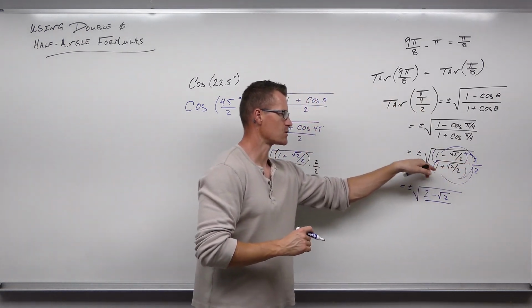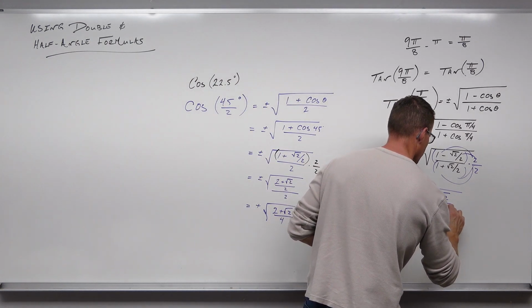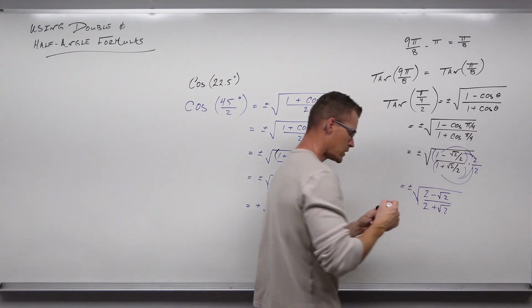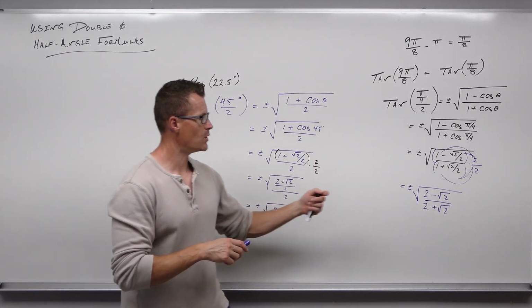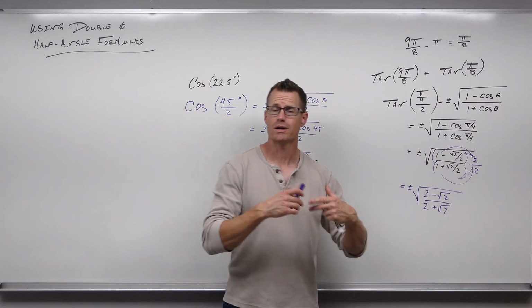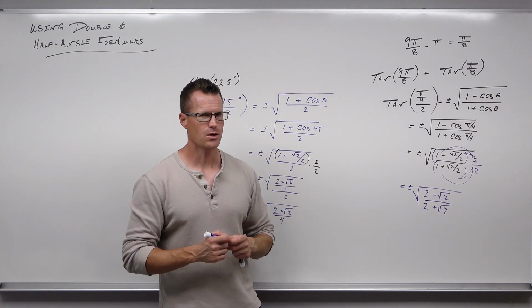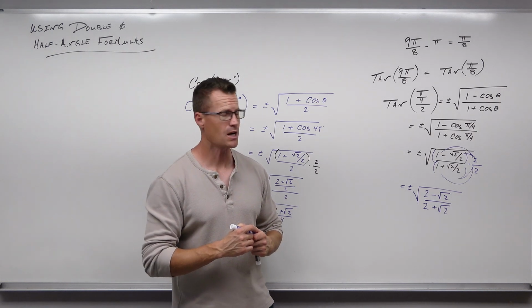Something very similar happens here. We get 2 plus square root 2. We could rationalize the denominator, multiply both of these by 2 minus square root 2 over 2 minus square root 2 and distribute. That would work. But in our case, I'm not going to do that. It's just a little bit more than I want to spend time on right now.